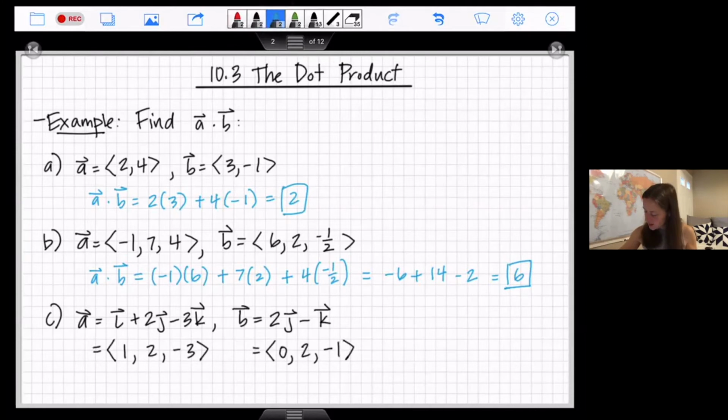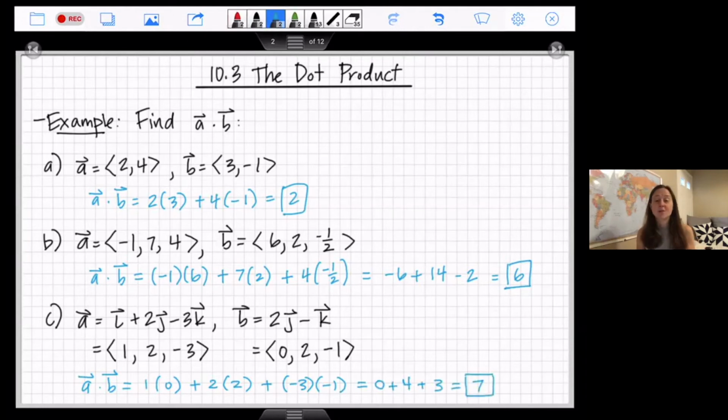Okay. Dot product. So A dot B, multiply x components, add, multiply y components, add, multiply z components. And I get 0 plus 4. That's going to give me a +3, and I get 7. All right, so dot products are really pretty straightforward to calculate, just multiplication and addition. The last thing I want to do in this video is show you some properties of the dot product.